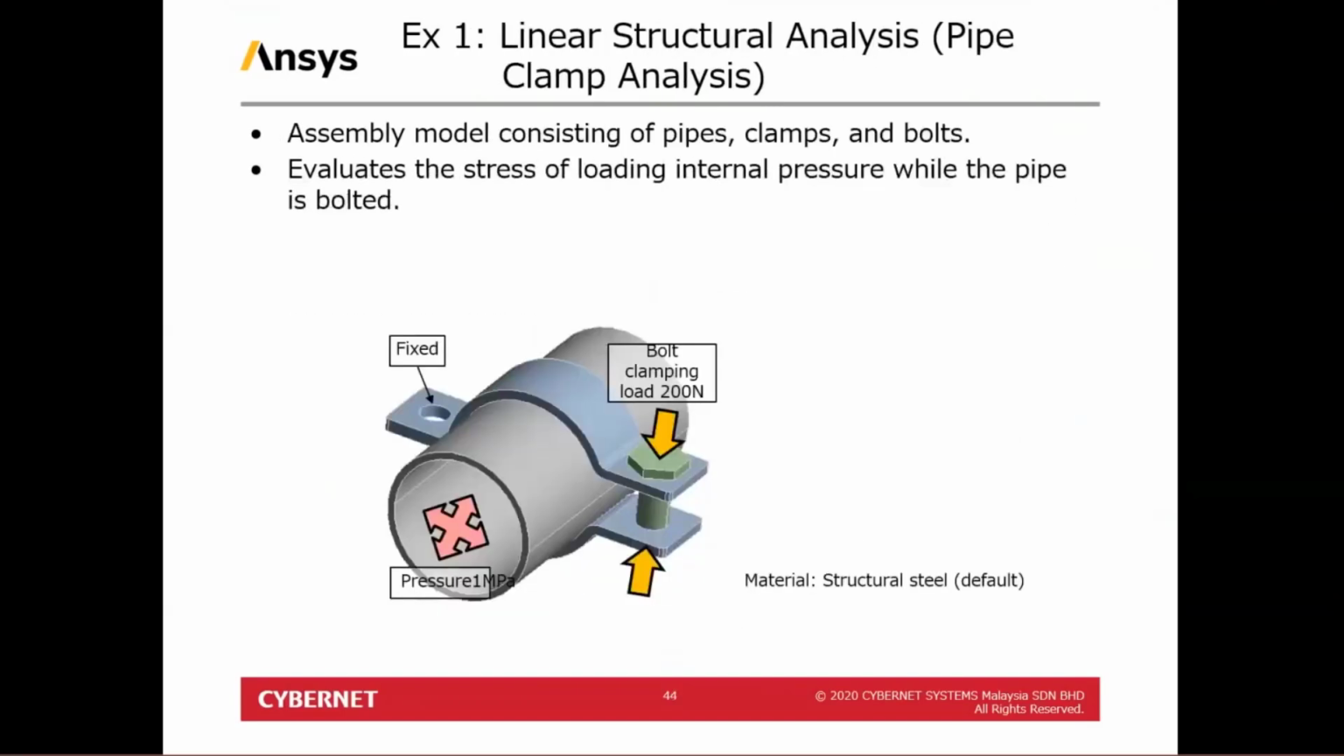So the first example is the linear structural analysis of a pipe clamp. This assembly model consists of a pipe, clamp, and also bolt. We want to evaluate the stress from loading due to internal pressure while the pipe is bolted. As you can see, the boundary conditions will be bolt pretension with 200 Newton and then a 1 megapascal pressure inside the pipe and also some fixed points to keep everything in place.